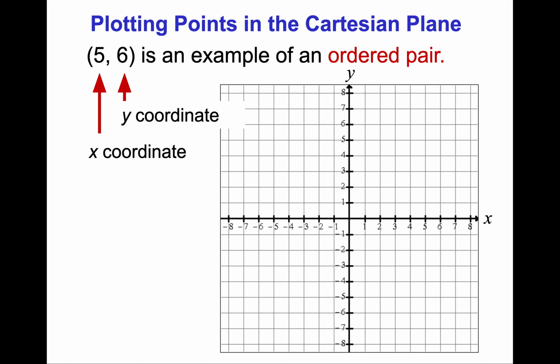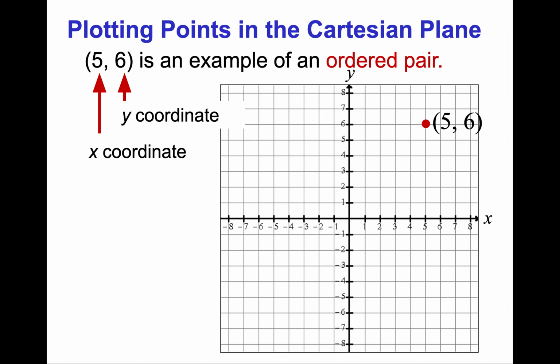This point right here, 5 and 6, means first we move 5 points to the right and then we move 6 points up. Now you need to notice how the x and y have positive and negative numbers. On the right hand side of the x, all are positive; on the left hand side, they're all negative. Up you go on the y, it's all positive. Down you go on the y, it's all negative.